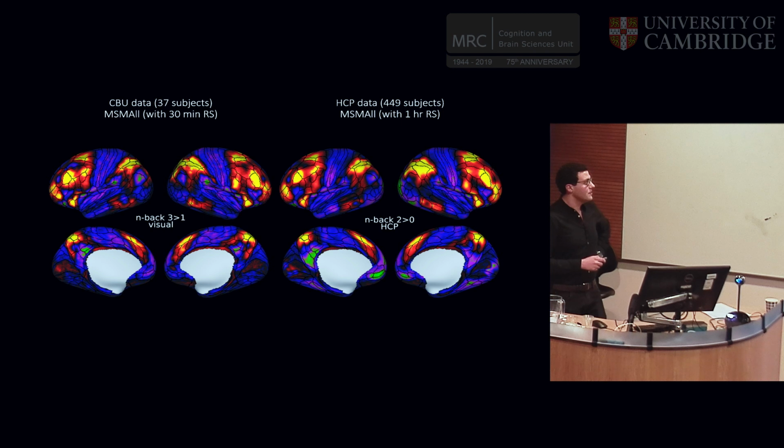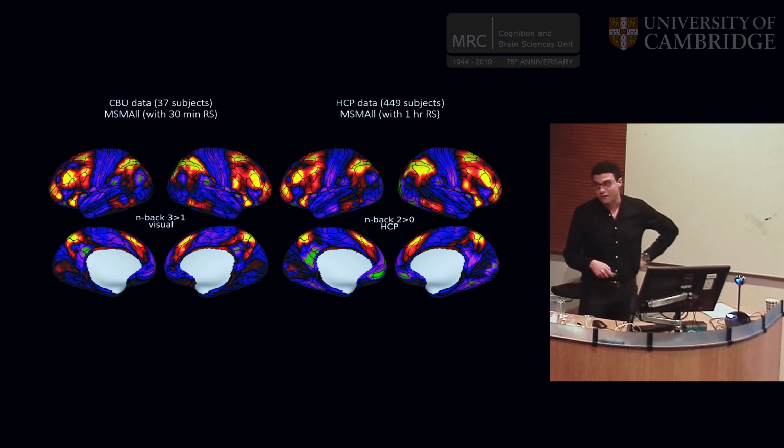So you can see that there are some striking similarities, like for example, this dorsal spread in the frontal lobe, but there are also some interesting differences here. So the hotspot here in the frontal lobe is more ventral, while here it's more dorsal, which probably reflects the difference between the contrasts.